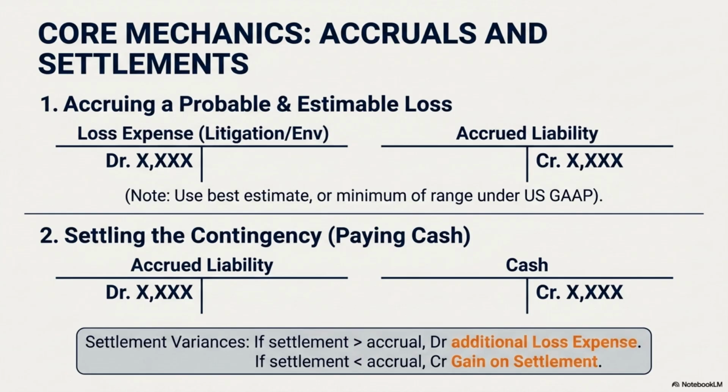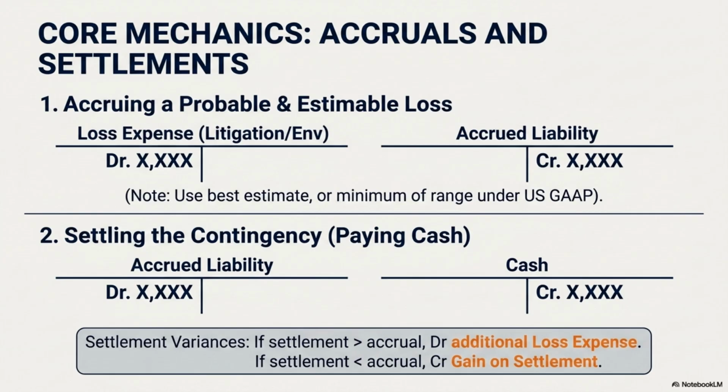The second entry is settlement, when the matter resolves and cash goes out. You debit the accrued liability and credit cash. That is the clean case. Now look at the settlement variances. If the final settlement is larger than what you accrued, the difference is additional loss expense in the current period. If the settlement is smaller than the accrual, the matter resolved more favorably than expected, the excess reversal goes to gain on settlement in other income.